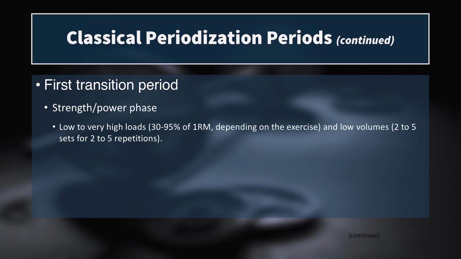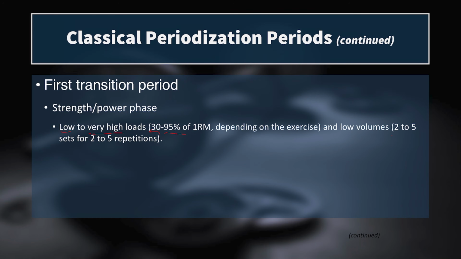So the typical phase of training or block of training that we would implement is a strength/power phase, or a strength and power phase. These are low up to very high loads. So we're training at both ends of the force velocity curve, both ends of that spectrum. So all the way down to 30% of 1RM where power is maximized in certain movements like the squat jump, up to 95% of 1RM, maybe in the Olympic lifts, maybe in movements like the back squat or the front squat or the bench press.